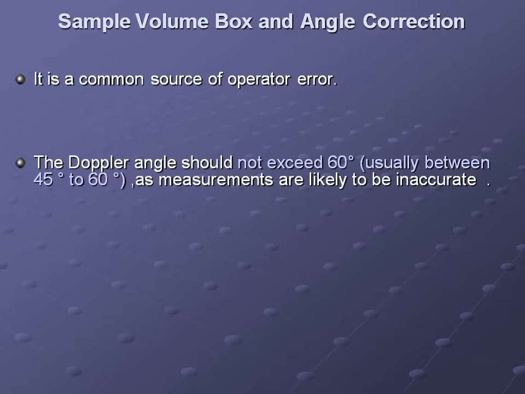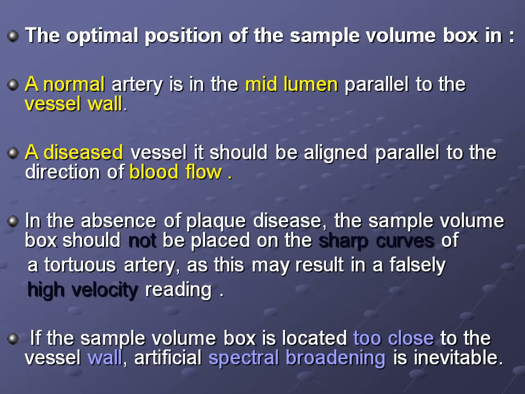So the sample volume box and the angle correction is a common source of operator error. The Doppler angle should not exceed 60, as we said, somewhere between 45 to 60, because measurements will be inaccurate if it's more than 60, okay? The sample volume box, the part that you put the volume box in, should be in the mid lumen. If the vessel is diseased, it should be aligned parallel to the direction of the blood flow. Okay, where is the blood flow? You should be parallel to it.